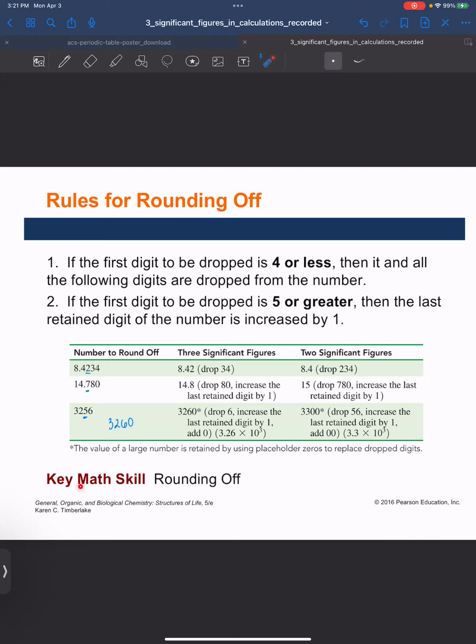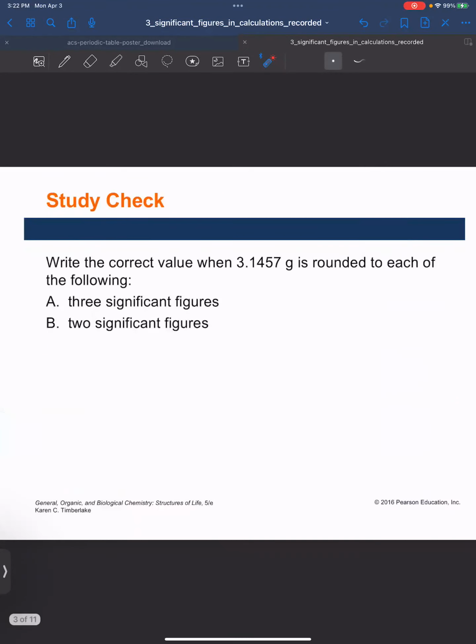Rounding off is a key math skill. From here on out, you will be rounding your answers that you get from your calculator. So let me know if you have any questions regarding rounding off answers. Let's do a study check. Pause the video, try this out yourself, and then come back to check your work with me.